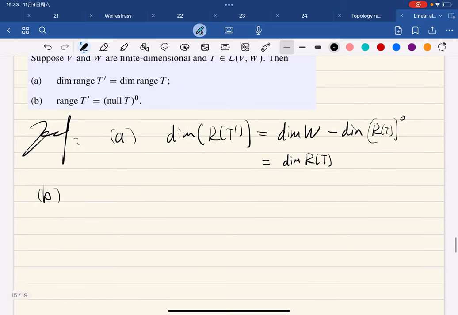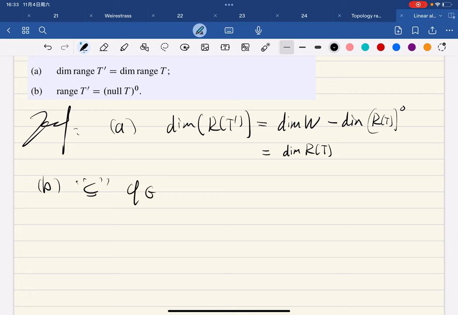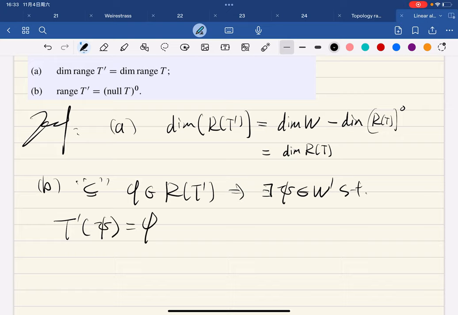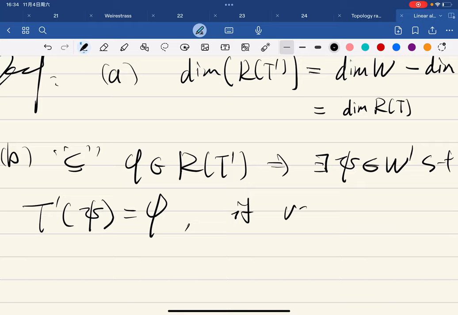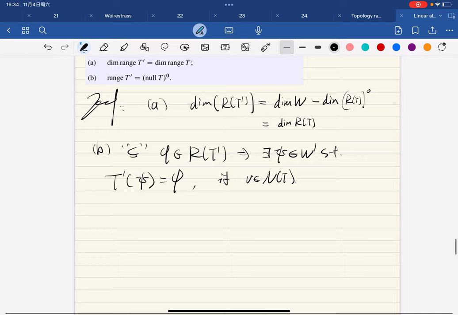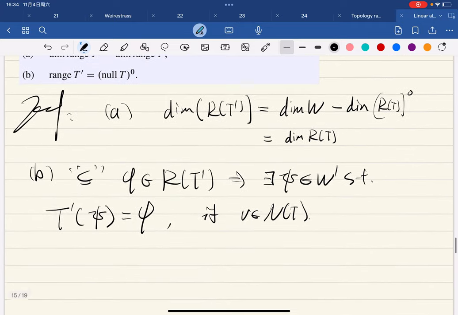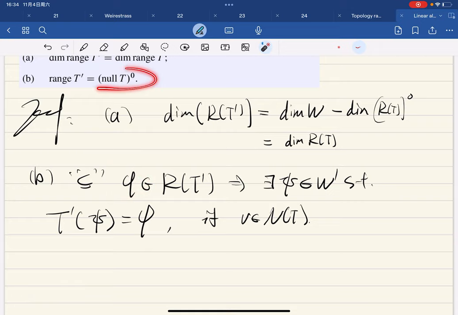Now, for this one, we first show this inclusion first. I'm going to show this inclusion first, all right? So, if phi is in the range of T prime, it's a linear functional on V, then we know that there exists a psi such that T prime of psi is equal to phi, right? Now, if v is from null of T, we want to show that phi is in the annihilator. So we just pick a v in null T, and we want phi of v to be zero, right?